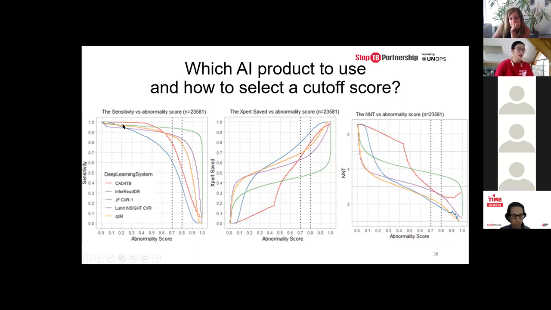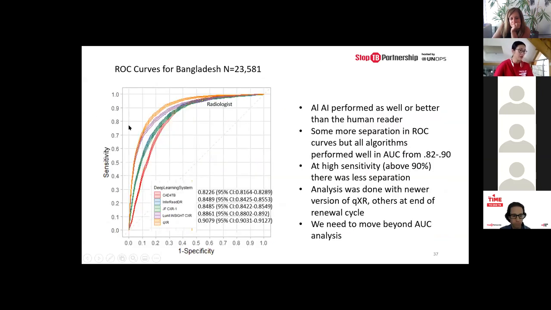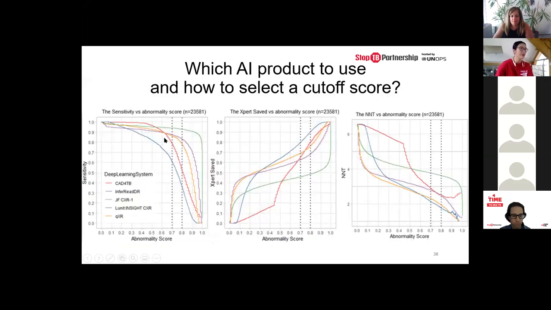As you can see in the ROC curve earlier, and in all the following slides, I'm using the Bangladesh data for illustration purposes. The ROC curves are more or less close, especially at a higher sensitivity level. And these two, infrared and CXR1, completely overlap. You can't even see the individual colors. It's all merged into one curve. But these are very different tests. In fact, all five CAD products are very different.